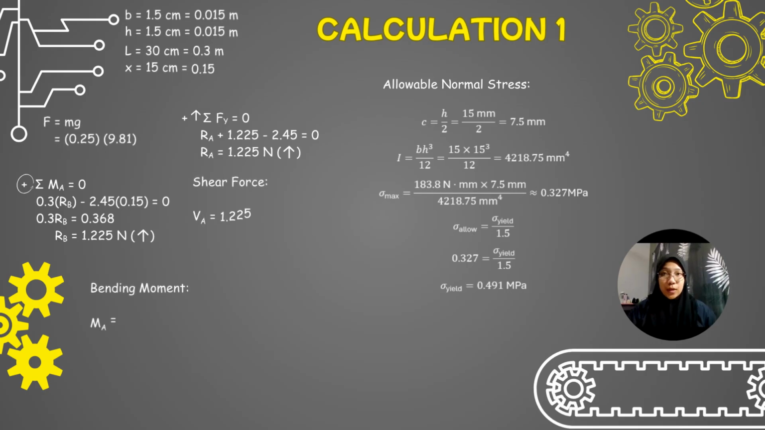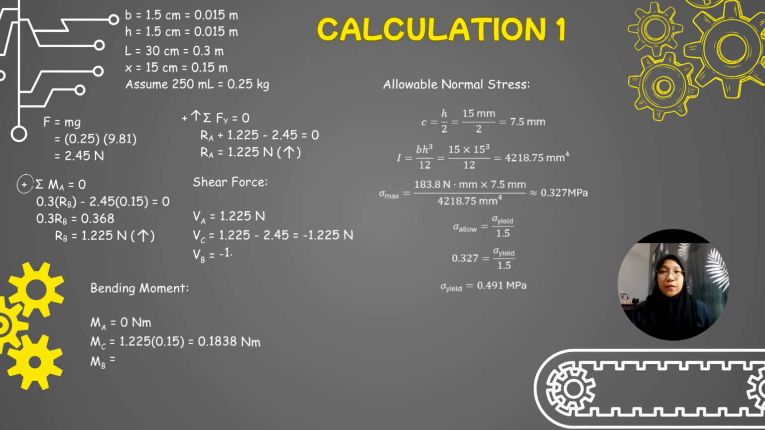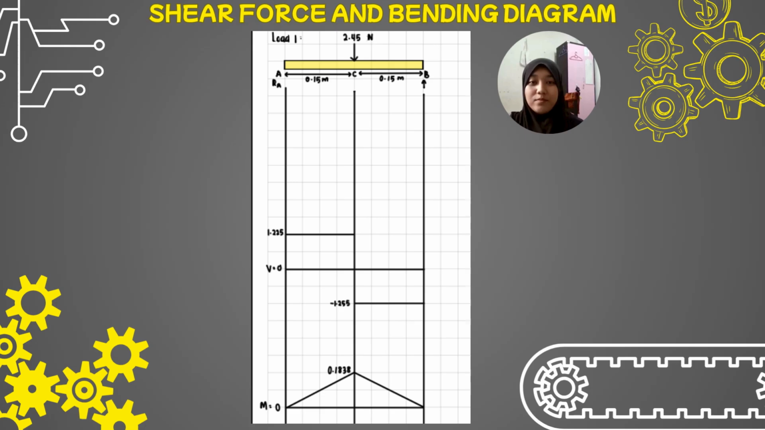Starting with calculation 1, a midpoint load of 2.45 Newton splits evenly into a reaction force of 1.225 Newton at both supports. This produces a maximum bending moment of 0.1838 Newton meter at the center. Using our cross-section dimensions, this moment creates an applied bending stress of 0.327 MPa. Factoring in our safety factor of 1.5, the minimum required material yield strength is 0.491 megapascal.